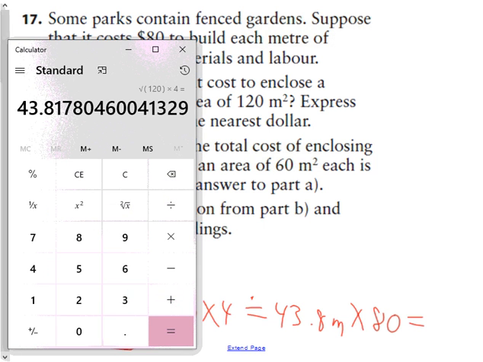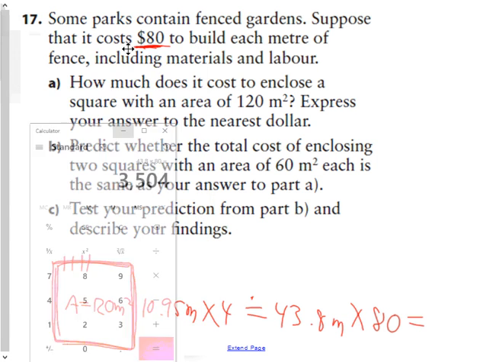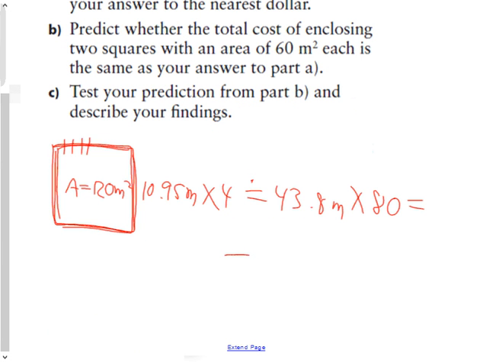So 43.8 multiplied by the $80 per meter. Holy macaroni. It's going to be approximately $3,504, or let's be realistic since we're estimating, $3,500 roughly, approximately equal to $3,500 to do it.